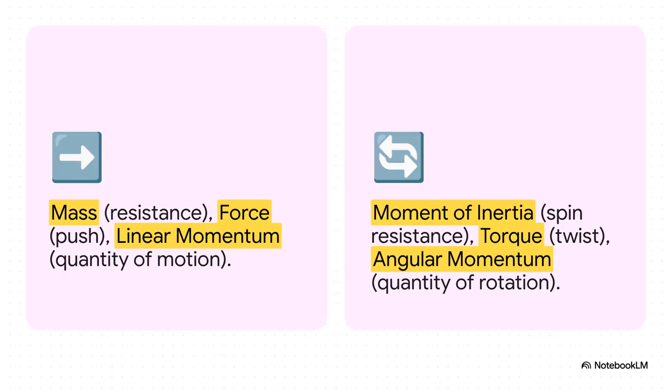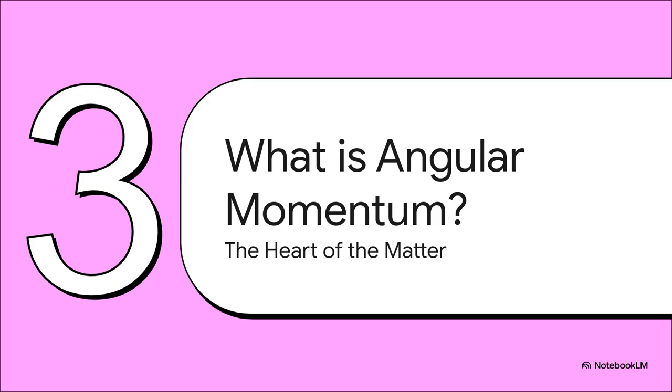This slide lays it all out for us, side by side. So in straight line motion, you have mass, right? That's just an object's resistance to being moved. Well, in the spinning world, you have something called moment of inertia. It's the same idea. It's just resistance to being spun. A linear force is a simple push or a pull. Its rotational twin is torque, that's a twist. And finally, linear momentum, which is the quantity of motion, has its twin in angular momentum, the quantity of rotation. See? It's all connected. Okay, with that parallel in our minds, let's get to the main topic, Section 3.